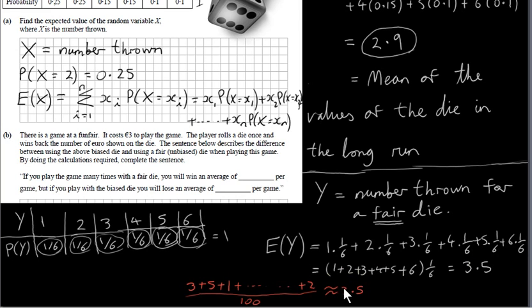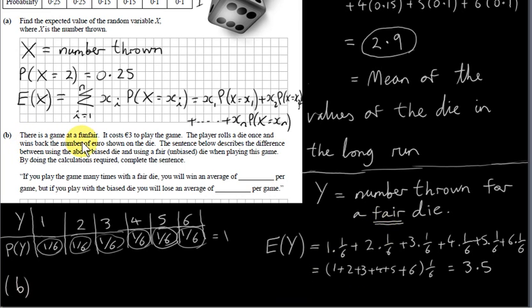And you can imagine this approximation getting better and better if we increase the number of throws. So suppose instead of 100 throws, we have 1,000 throws. We sum all the values we got from those 1,000 throws and divide by 1,000, and we get a number that's even closer to 3.5. So we're getting closer and closer to 3.5 as we take more and more throws of this fair die.